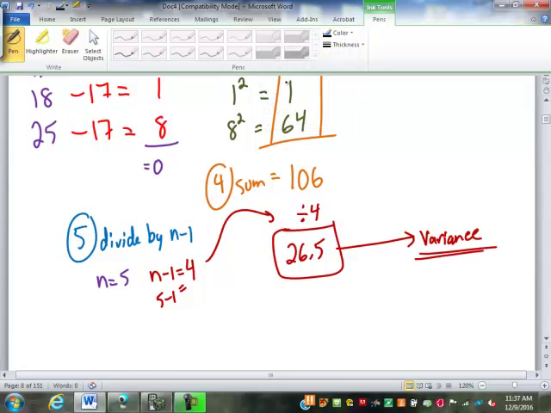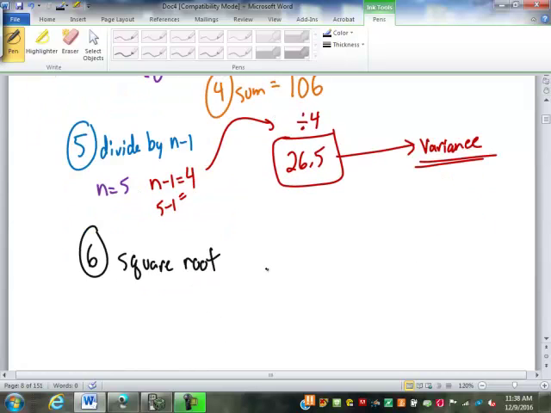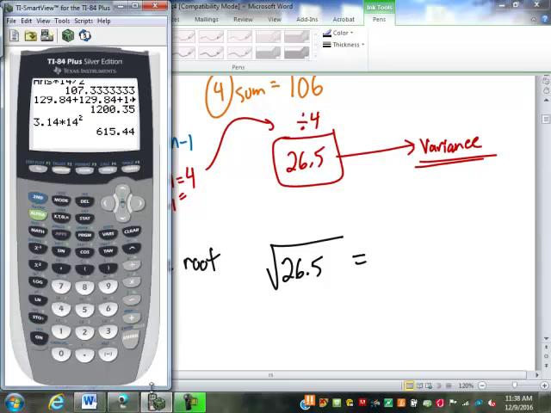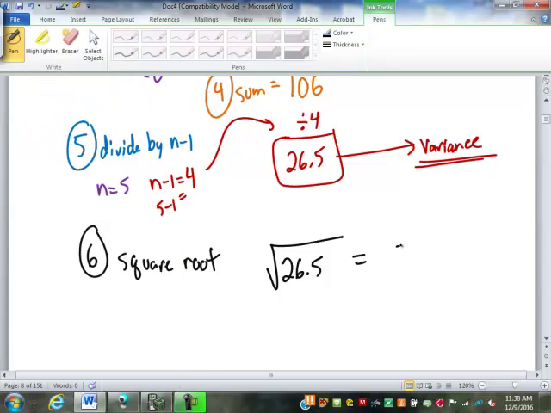Standard deviation requires one more step. Step 6. Square root. Now be very careful. It's not squared, it's square root. So we're going back the other direction. The square root of 26.5 is going to be 5.15, it looks like.